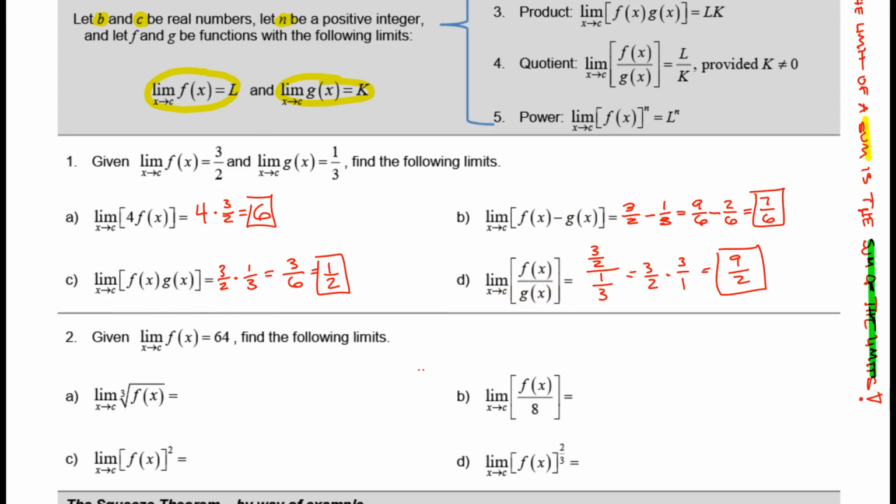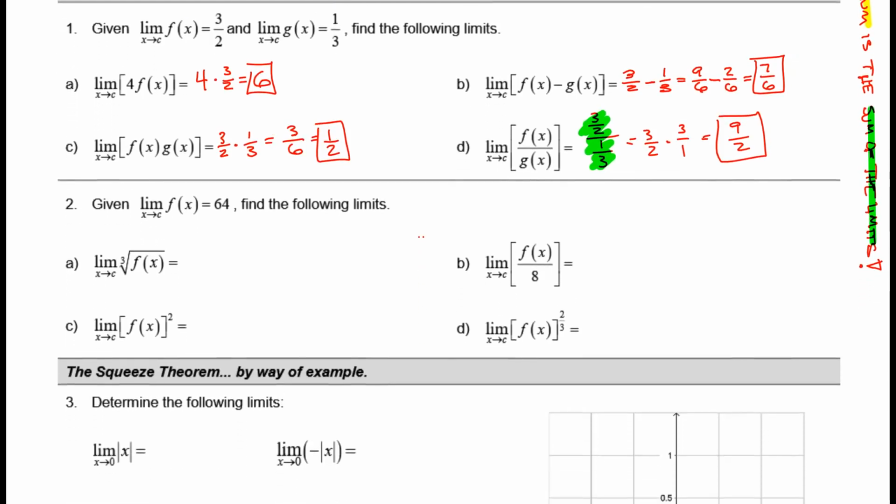And I know some of you might have been a little frightened here. I had to divide one fraction by another. Just remember that when you divide one fraction by another, you just multiply the numerator by the reciprocal of the denominator. Okay, let's move on to example 2 and see how else we can apply these properties.